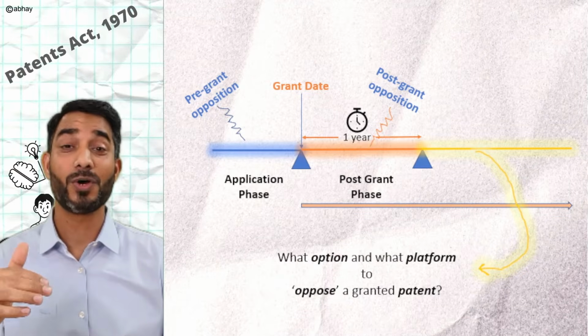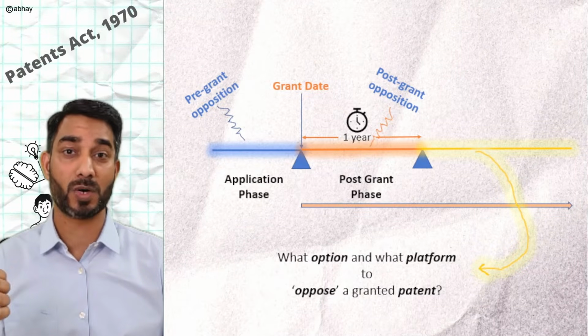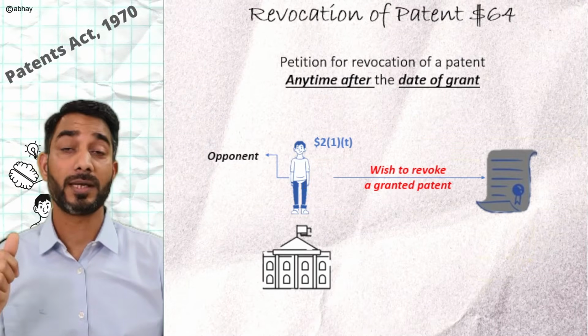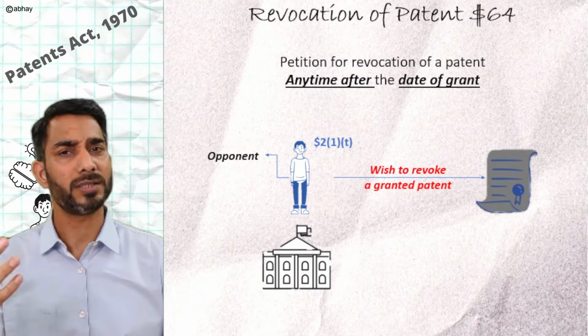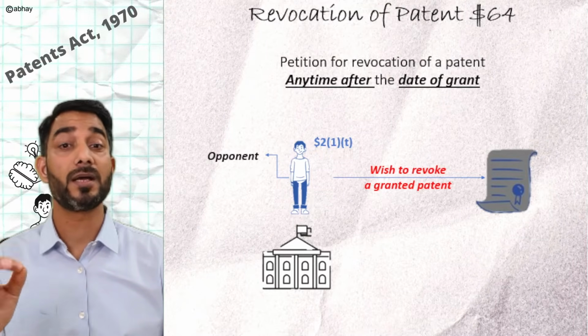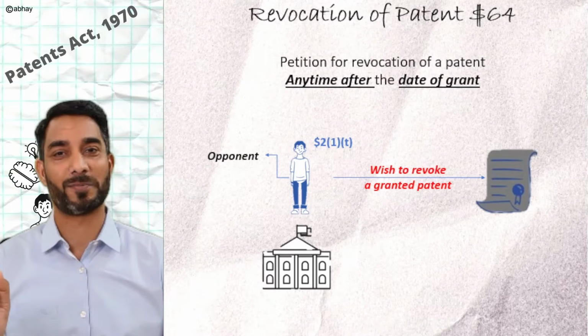In this video, we will go over the provisions available to us to oppose a granted patent. As per section 64, any person interested or central government can file a petition to revoke a patent anytime after the grant of the patent.